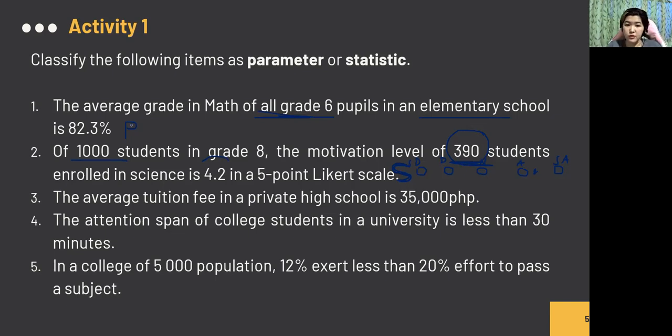Okay, number 3. The average tuition fee in a private high school is 35,000 pesos. Okay. So, medyo tricky kasi walang nakalagay kung ilang school, no? Okay? So, what do you think? How will you be able to get the average tuition fee sa isang private school? Isa lang ba i-compare mo? Dalawa? Tatlo? Most likely, you would compare all of them.